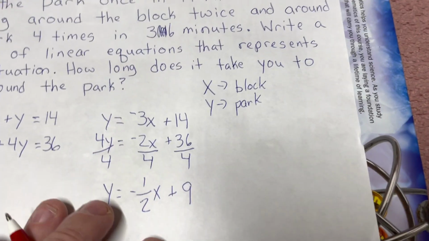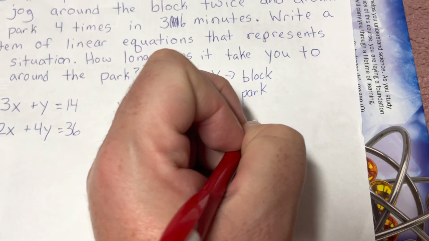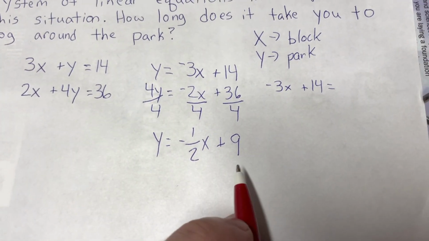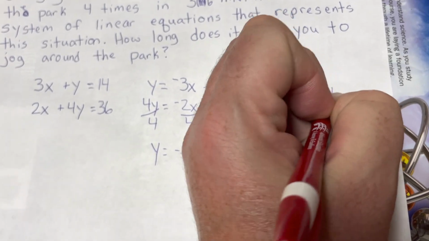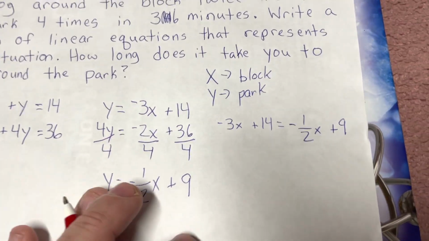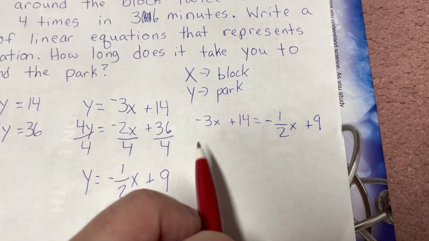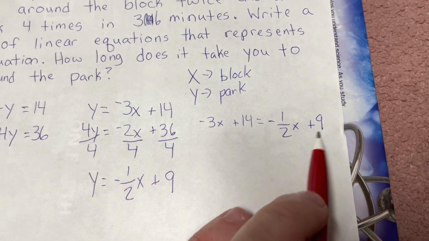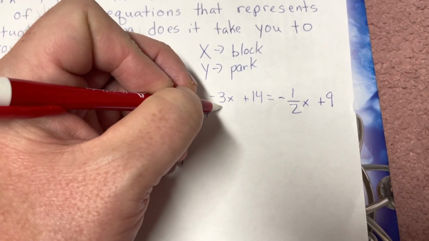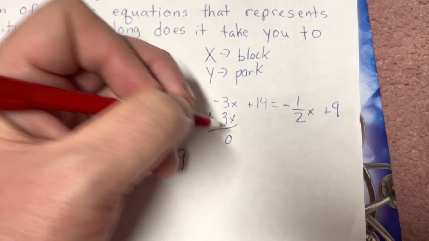Okay, so we're going to come over here, and now we're going to set this up. Negative 3X plus 14 equals the negative 1/2 X plus 9. Okay? So negative 3X plus 14 equals negative 1/2 X plus 9. Well, if I'm going to go ahead and add 3X to both sides, okay, that'll work.